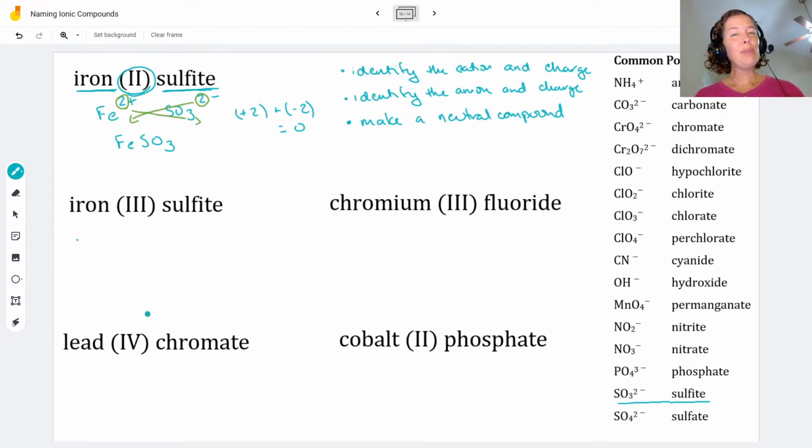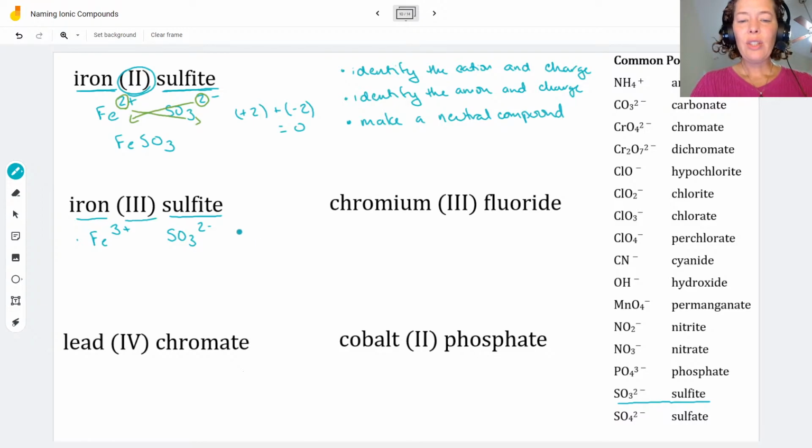And you can see it's very similar, but it's not quite the same, but it makes a big difference. So this is still iron, which is Fe, but now it's iron 3, which means the charge or the oxidation state has changed. So this is Fe3+. Sulfite is still the same as up there. It's SO3 with a charge of -2. But you can see this is going to change up our math. It's going to change how many atoms we have of each. So iron 3, of course, has a charge of +3. Our sulfite is still -2. We no longer have a neutral compound, right? We have an overall charge of +1.